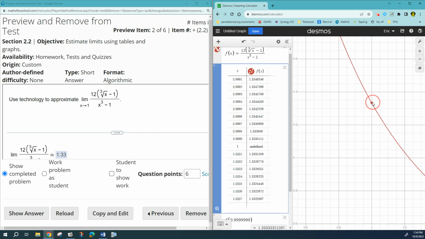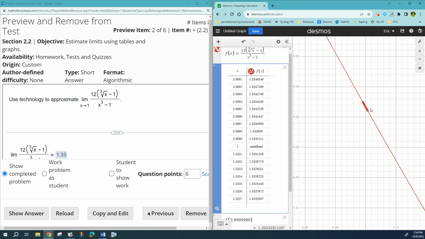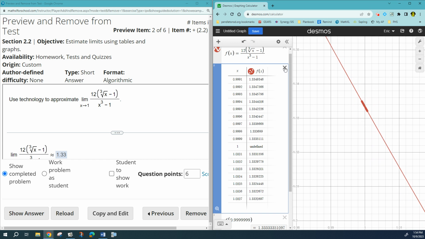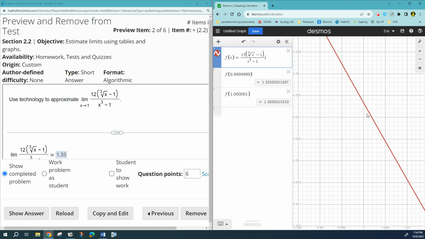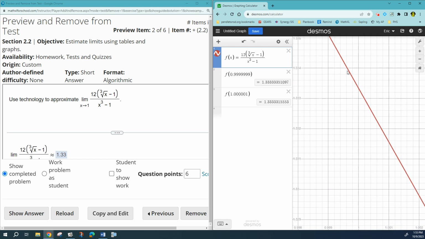You could potentially zoom in on this graph really far, and you can see there's actually a bunch of points there. What if I get rid of that graph or the table? If I get really, really close to 1, focusing in on that point, I could take a point and drag it closer and closer, and look at the y values. They're getting closer and closer to 1.33. The graph way to me is weaker. I think it's easier to just use a table or plug in values in a calculator very, very close to 1. Make sense?